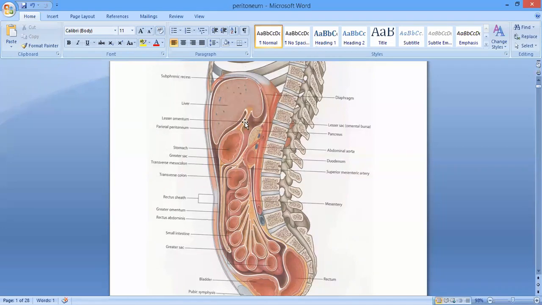So what is the lesser sac? It is a small space present behind the stomach, the lesser omentum and the liver over here. Is it clear? Is the concept of the greater sac and lesser sac clear? This is a limited space.